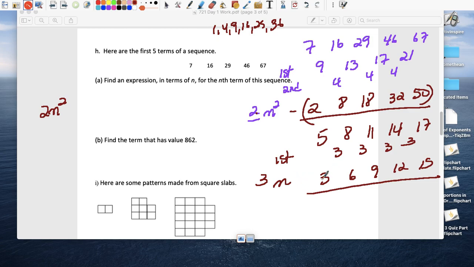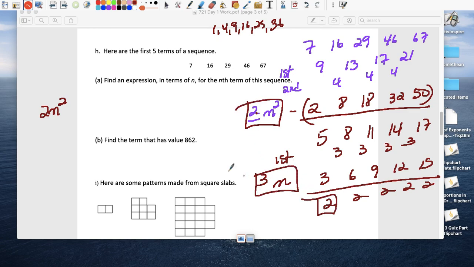How do I make this sequence of 3, 6, 9, 12, 15 get to 5, 8, 11, 14, 17? I would have to add plus 2, right? So if you do 5 minus 3, you get 2, 2, 2, 2, 2. So our nth term is made up of these 3 parts, plus 3n, plus 2. Now the second question, so that's the answer for A.